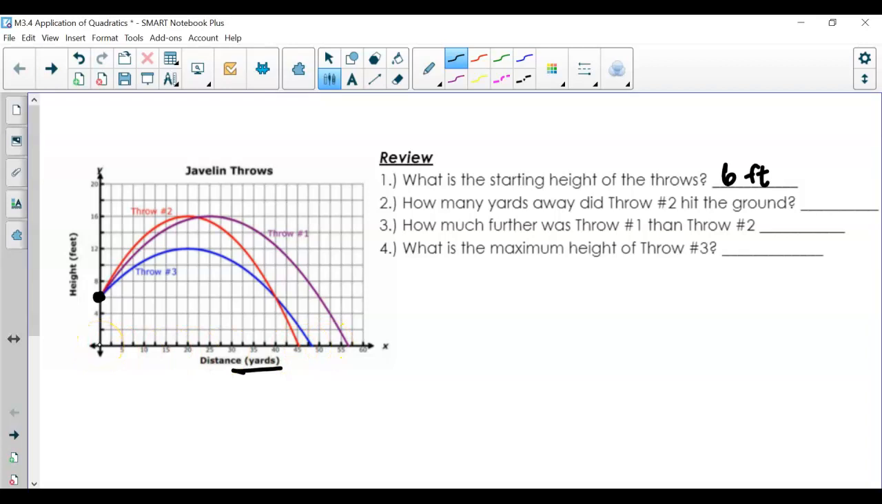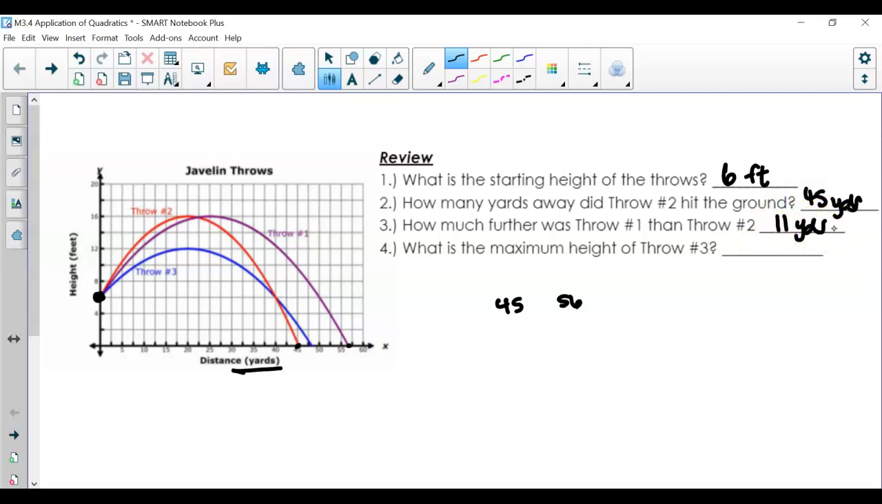So how many yards away did throw 2 hit the ground? Well, throw 2 is here, this line in red. So if you follow it, it hits right here, 45 yards away. How much further was throw 1 than throw 2? Well, throw 1 was here at about close to just past 55, so maybe 56. So if we're comparing 45 to 56, then that means throw 1 is 11 yards further away.